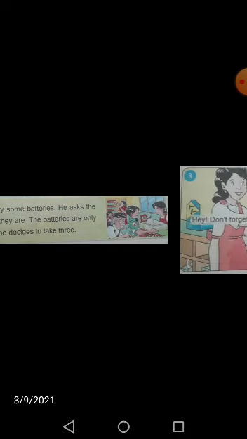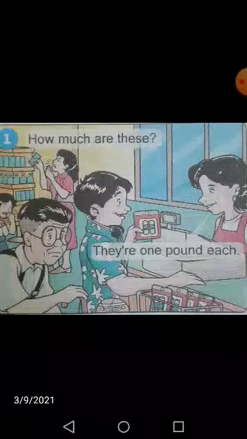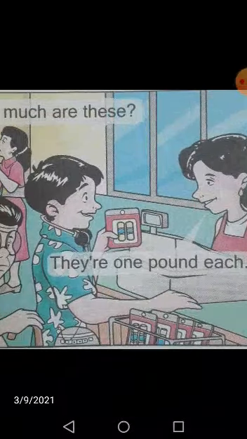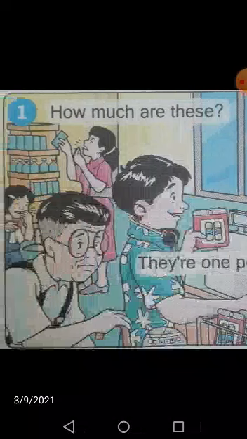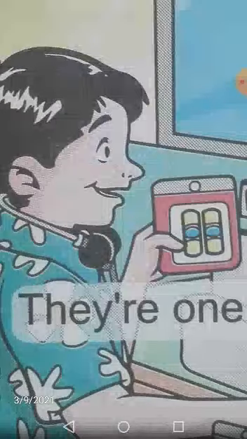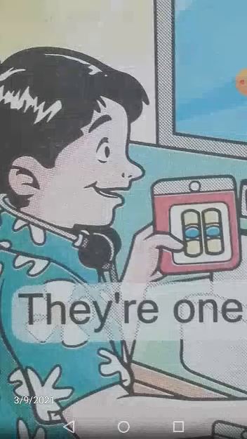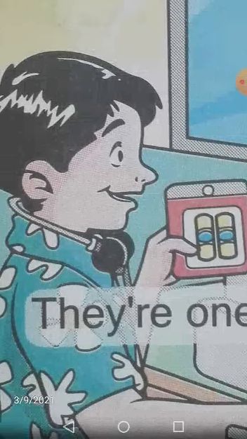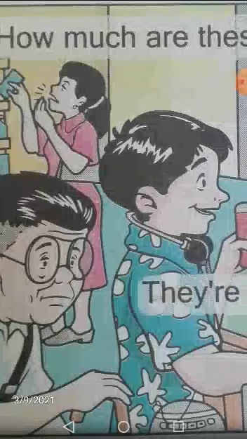Okay, let's see the conversation. Picture number 1. This is the boy and this is the assistant. You can see them again. The boy asks the assistant, how much are these? These are batteries, okay? You can see the batteries? The boy wants to buy batteries. He asks the assistant, how much are these? One more time. How much are these? What's their price?